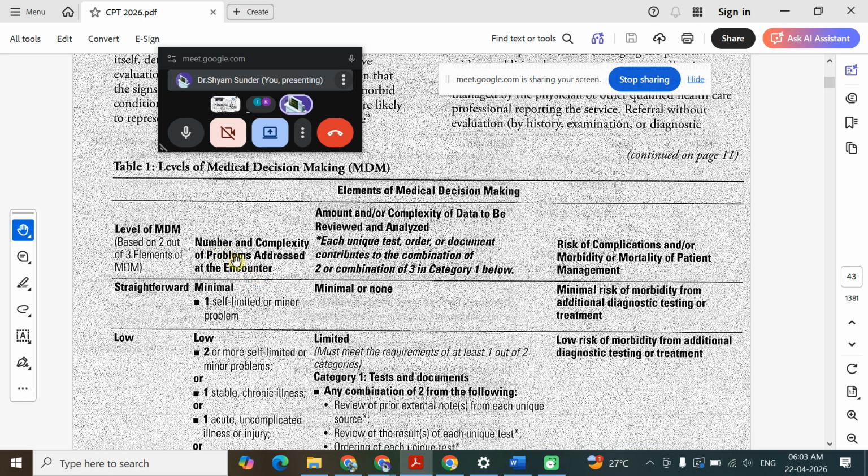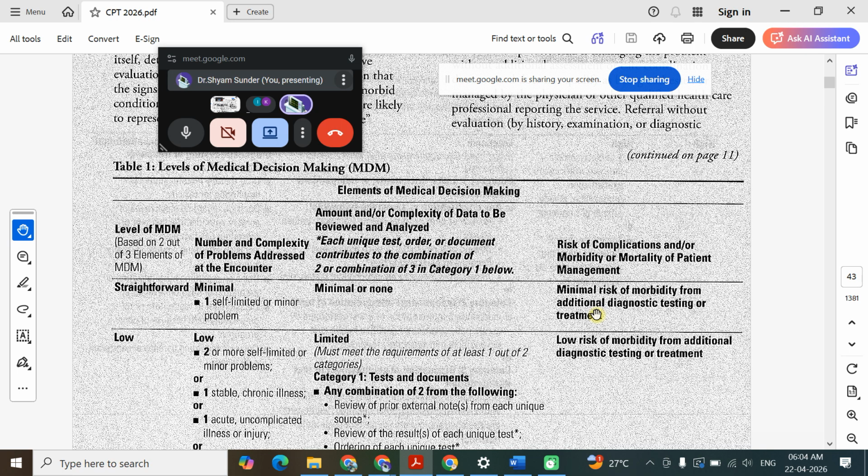So I have made it a single word, that is problem. You can highlight this word problem. The second one, amount and complexity of data to be reviewed and analyzed. This is all about data. You can highlight this word data. The third one is risk of complications and or morbidity, mortality of patient management. Risk.